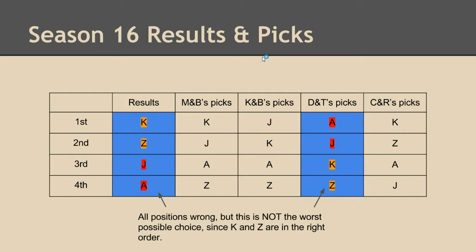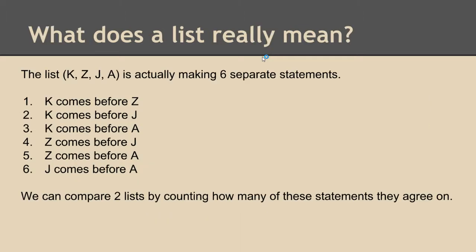So, the question is, what does a list really mean? And the list is actually saying several things at once, which is why it's complicated to figure this out. This list of four things is actually making 6 separate statements. It's saying that Kelly comes before Zendaya, and Kelly also comes before Jacoby, and Kelly also comes before Allie. Zendaya comes before Jacoby, Zendaya comes before Allie, and Jacoby comes before Allie.